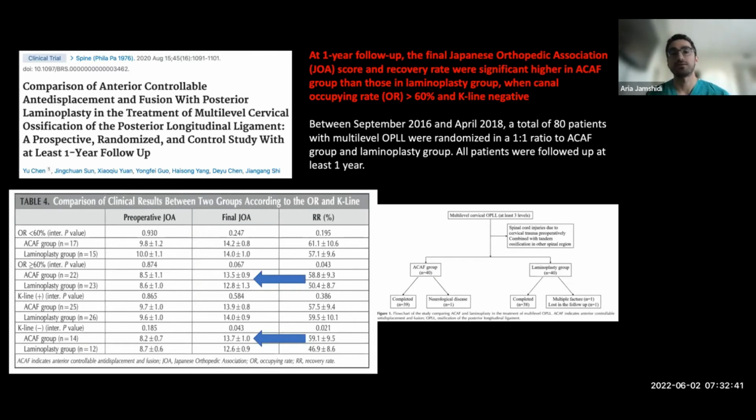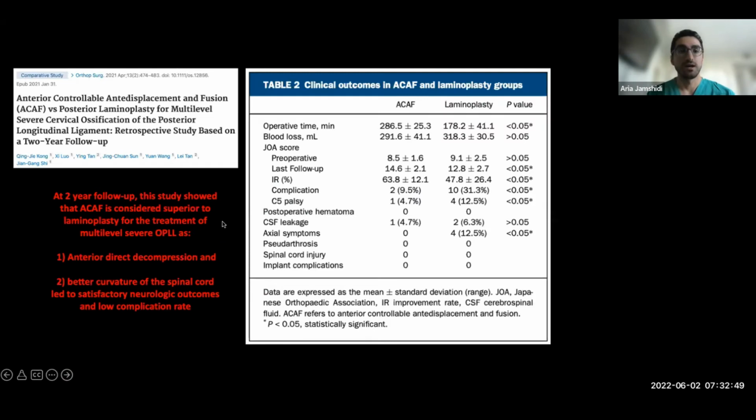Their neurological recovery had improved, and it was specifically for patients who had a large ventral ossified mass that took up greater than 60% of the spinal canal, and in patients who were described as K-line negative, which I'll discuss shortly. This same group was then followed at 2 years, and again, they found that the ACAF group, this anterior controllable antedisplacement procedure, did superior to the laminoplasty group.